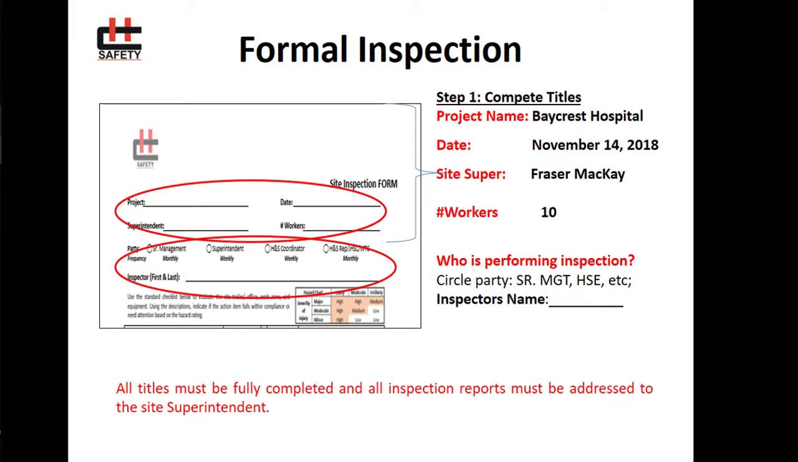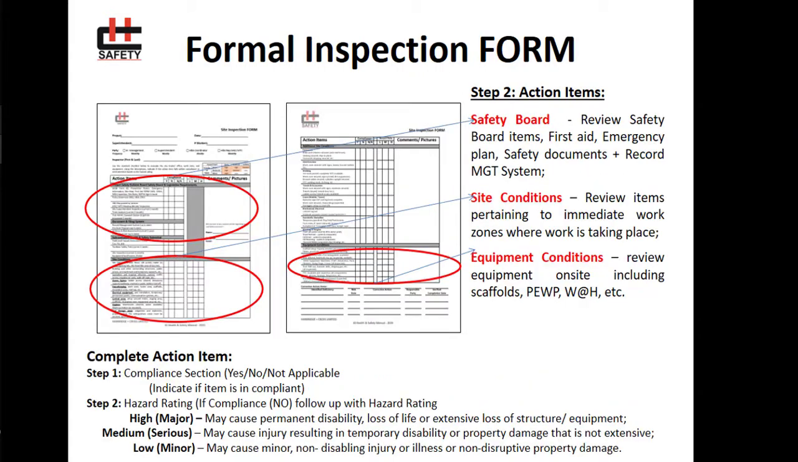Formal inspection. The first step in completing the inspection is identifying the titles, including the project name, the date, the site superintendent, and the number of workers present at the time of your inspection. Next, you must identify who is performing the inspection. Please circle or put a check mark or an X under the party name if you're senior management, superintendent, safety coordinator, or a health and safety rep. And of course, you must identify who you are by putting your name in the space provided. Note, all titles must be fully completed and all inspection reports must be addressed to the site superintendent.